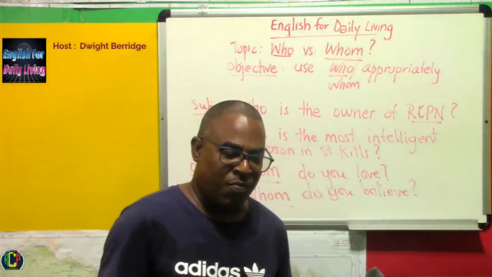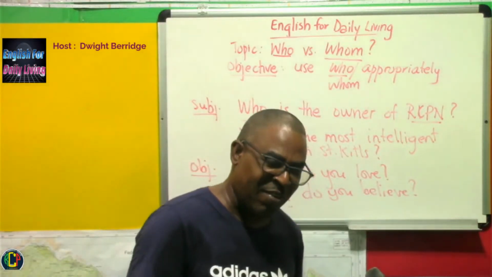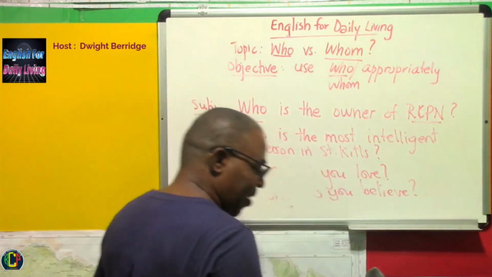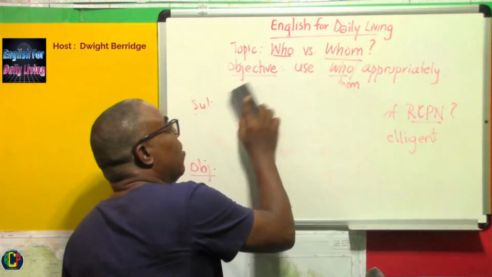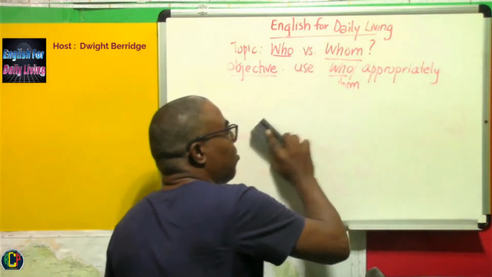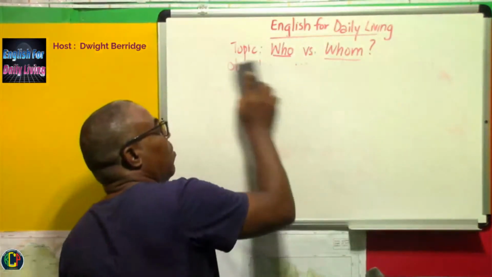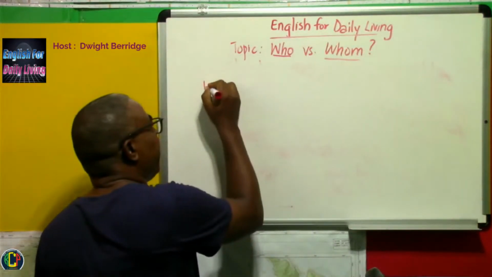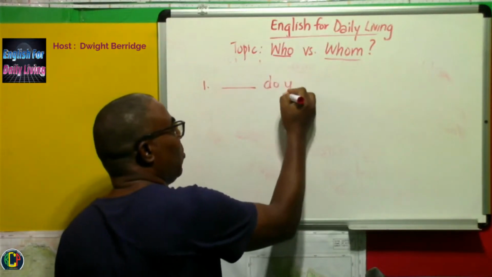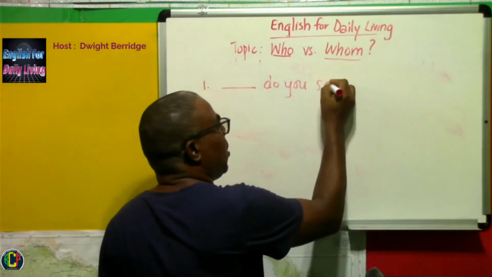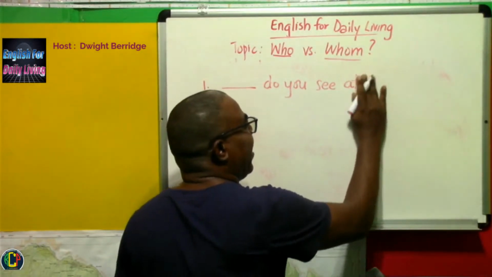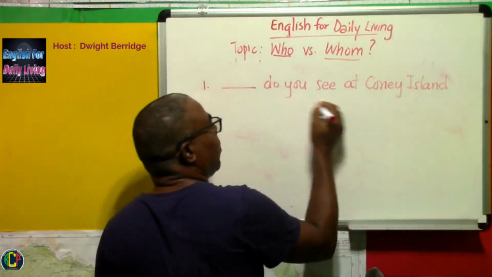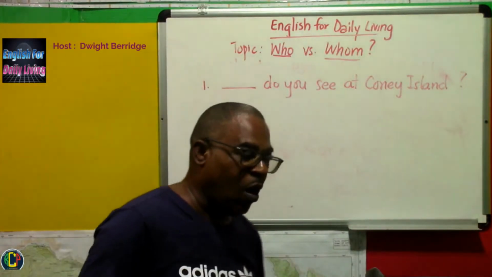We're going to give you 5 sentences just to practice. This topic is very easy. So let's put up some sentences and see if we're able to use the correct interrogative word, whether who or whom. Who versus whom. Number 1. Dash do you see at the park at Coney Island last Friday? That's the first one. Who or whom?